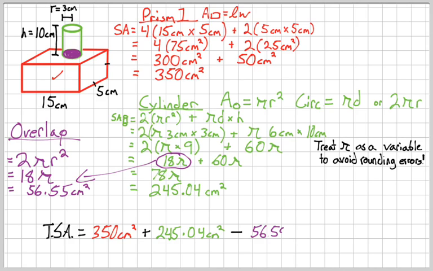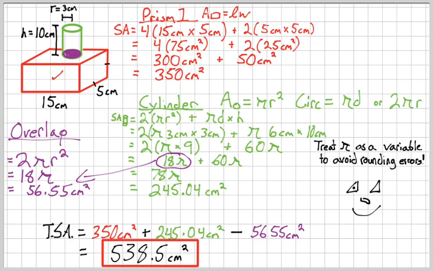Now I need an equation to figure out the entire surface area of the combined shape. So 350 centimeters squared plus 245.04 centimeters squared, subtract 56.55 centimeters squared. And I end up with a total value of 538.5 centimeters squared, rounded to my nearest tenth.